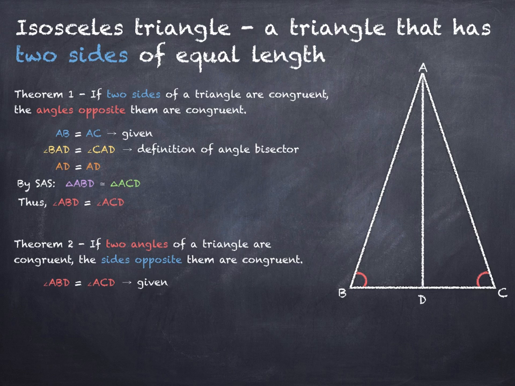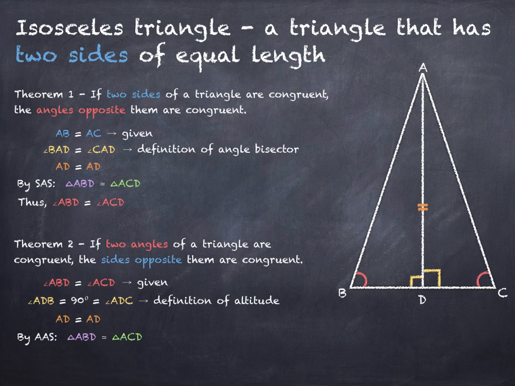We're going to keep our line AD, but this time it's going to be our altitude, meaning that angle ADB equals 90 degrees, which also equals angle ADC. And of course, AD equals AD. So by angle side, we have that triangle ABD is congruent to triangle ACD, proving that side AB equals side AC.